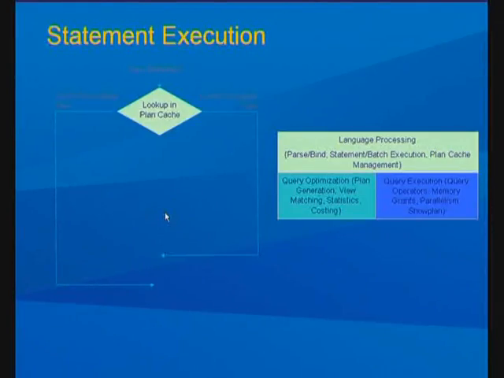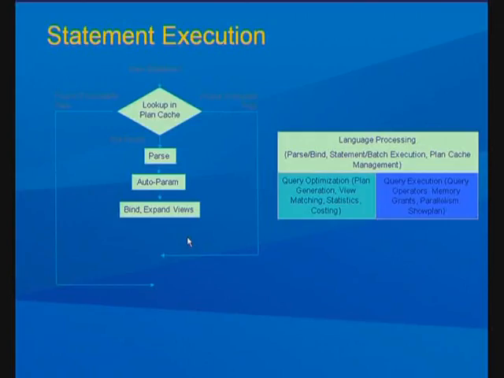So the first thing it does is look in the plan cache. If there's one that matches, it's done. It goes down to this step. If there isn't, it goes to the next step, which is to parse the statement out, to possibly auto-parameterize the statement. I'll go over auto-parameterization in a minute. Bind and expand the views in the statement, because views are just SQL statements disguised as tables. And then do query optimization.